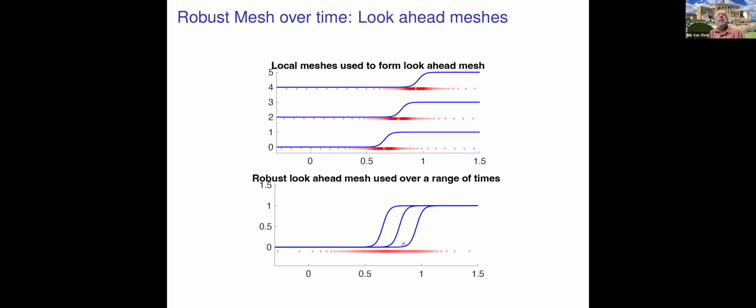Instead, in the bottom plot, we found this look-ahead mesh that combines these meshes. So we have one mesh that's maybe not as good as any of the individual ones, but it's pretty good overall. We're able to just use our adaptive discretization and solve over a longer time interval without having to update the mesh and the solution on the mesh.